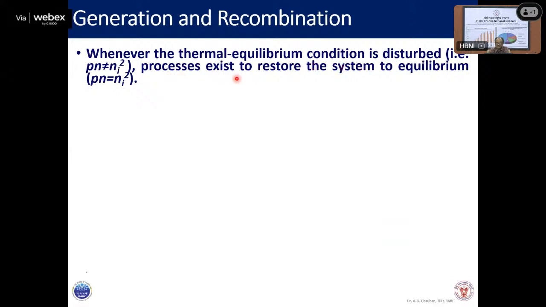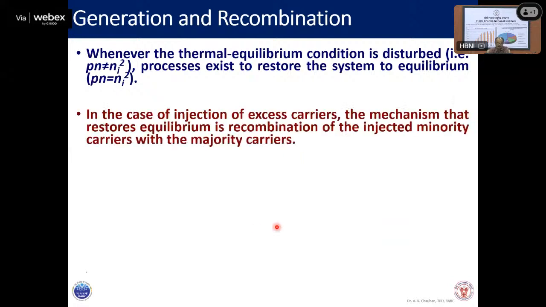So what happens when the thermal equilibrium condition is disturbed? Processes exist to restore the system to equilibrium. And what is equilibrium? That is pn equal to ni squared. In the case of injection of excess carriers, the mechanism to restore equilibrium is recombination of the injected minority carriers with majority carriers.